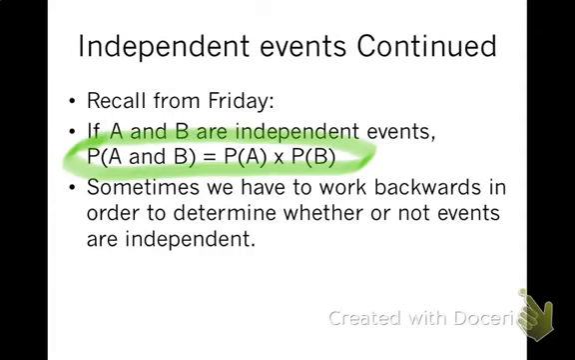So if A and B are independent events, then the probability of A and B occurring is the probability of A times the probability of B.